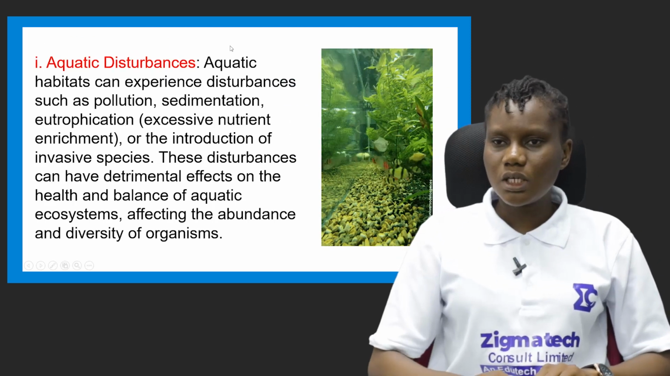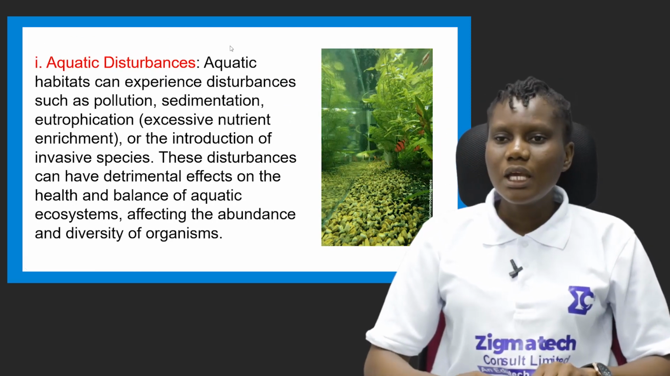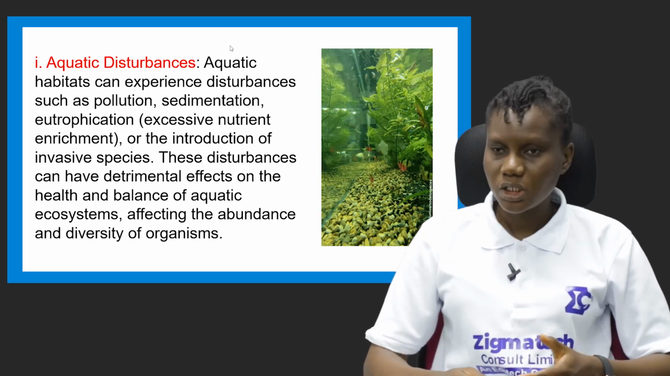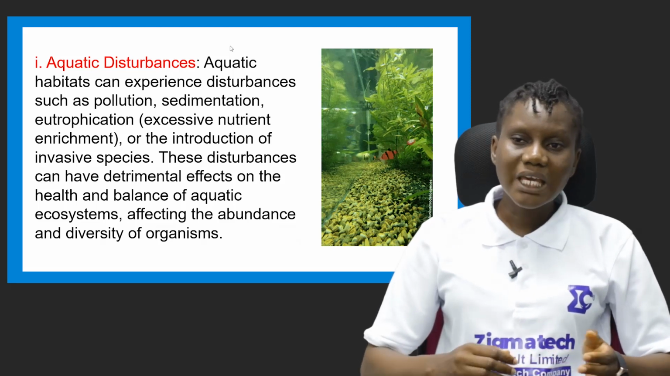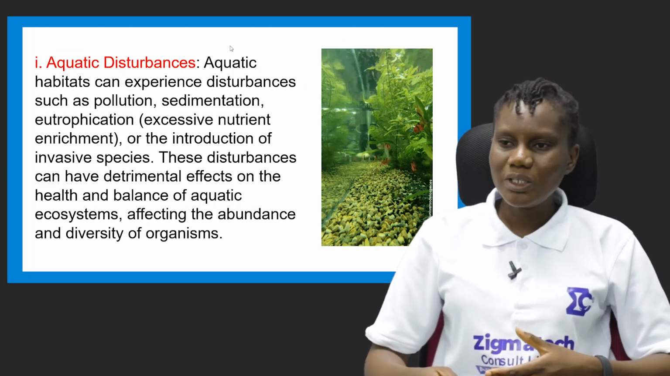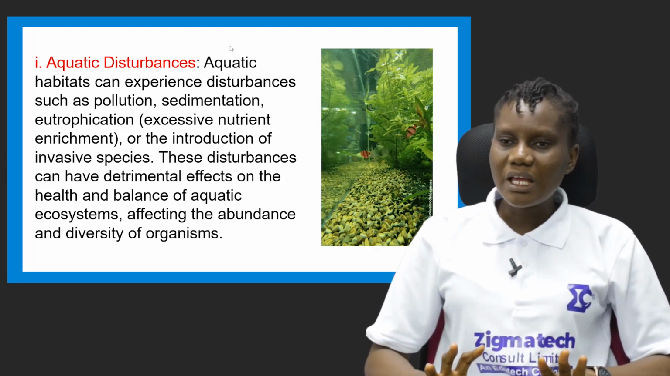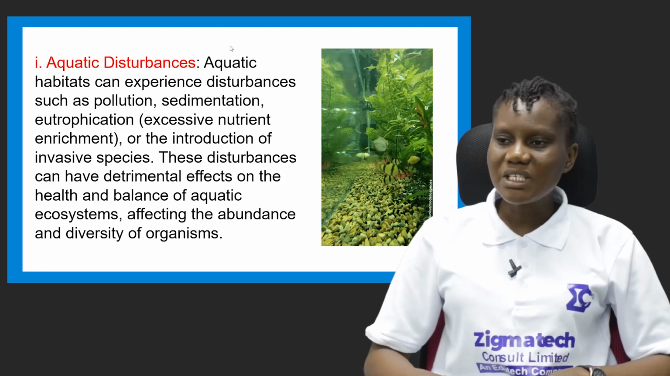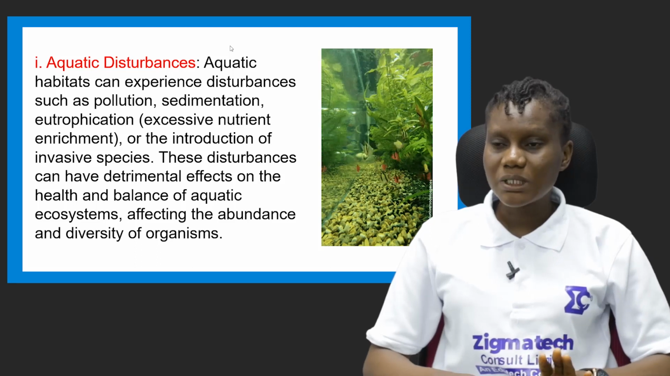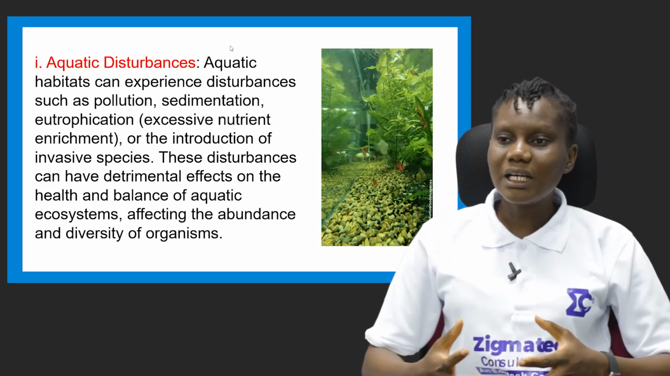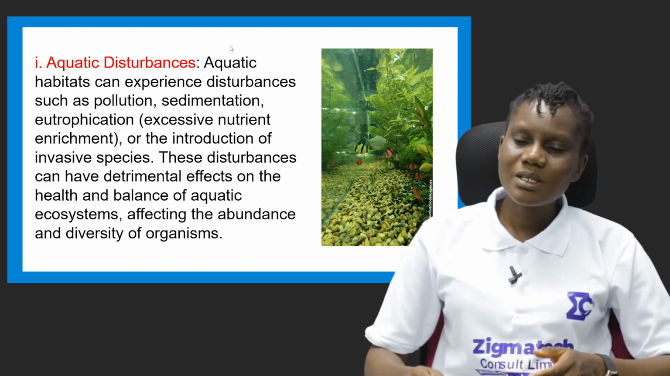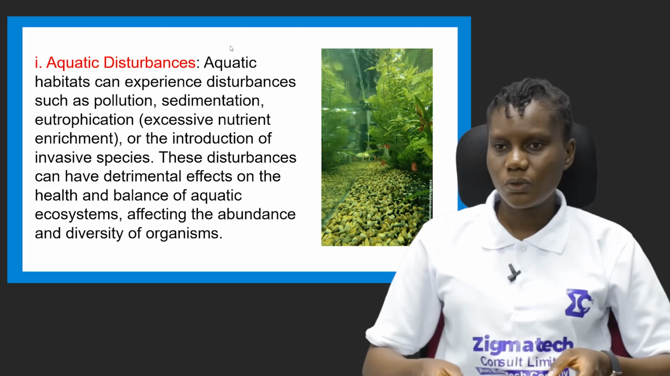So the next is aquatic disturbance. Aquatic habitats can experience disturbance such as pollution, that is from human activity actually, sedimentation, eutrophication, that is excessive nutrient enrichment, that's what we call eutrophication. So when you have excessive nutrients being introduced into the water body, it can lead to algal bloom, because some of those nutrients, that is what they need, and when there's algal bloom, excess algae present in the water body, it will affect the ecosystem.